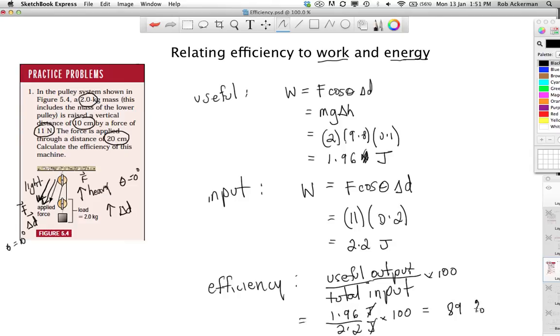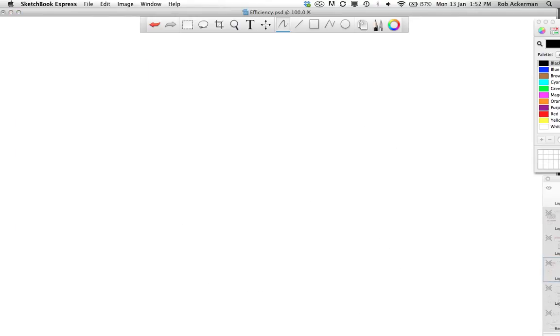Not bad. 89% efficiency to make my life easier, and a law of conservation of energy trade-off here, that if I want to exert a light force in order to get a large force out, that's fine. You just have to do it over a greater distance and settle for less distance in return. All right, let's move on.